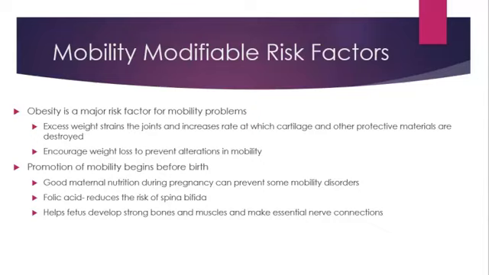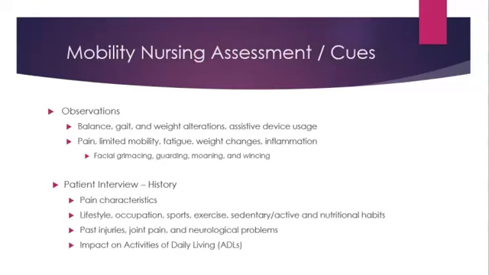Remember, promotion of mobility begins before birth with the maternal during pregnancy. Mother can take folic acid to help reduce the risk of spina bifida. And mom also needs to have a good high calcium diet while she's pregnant.